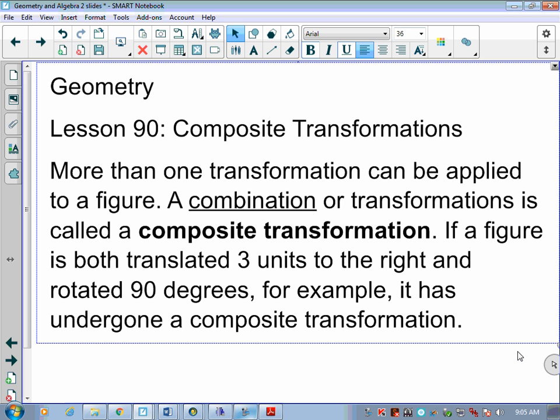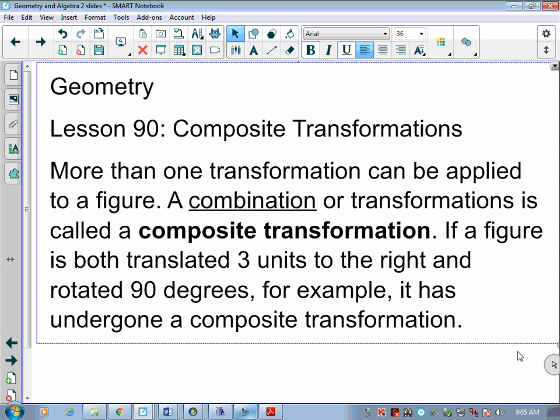Basically, this is the combination. If you notice, it says composite transformation. More than one transformation can be applied to a figure. A combination of transformations is called a composite transformation. If a figure is both translated 3 units to the right and rotated 90 degrees, for example, it has undergone a composite transformation. We can use any transformations, as long as we have two or more, and it's going to be considered a composite transformation.